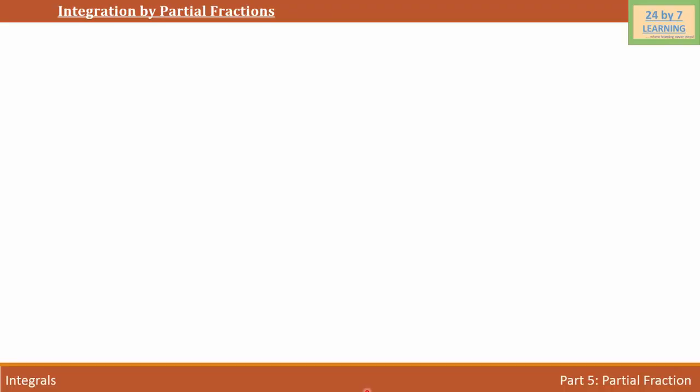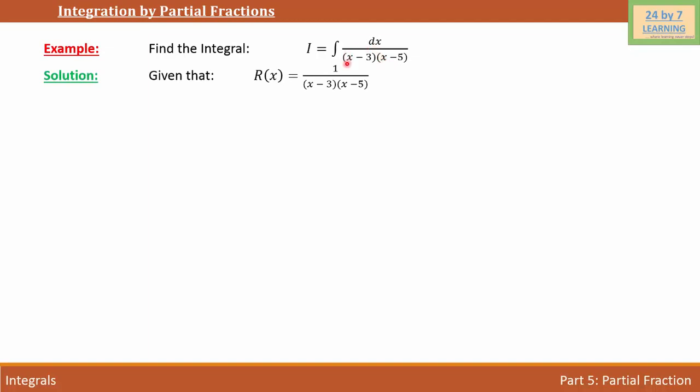Integration by partial fractions. Let's consider an example. Find the integral I equal to the integral of dx over (x - 3)(x - 5). As you can see, our rational function is 1 over (x - 3)(x - 5). Let's use partial fractions to split this rational function.